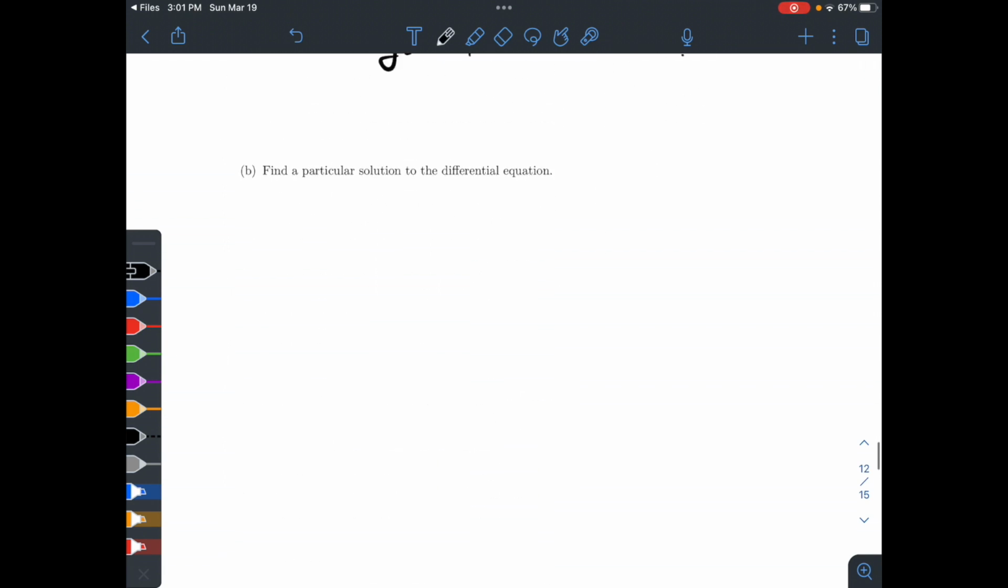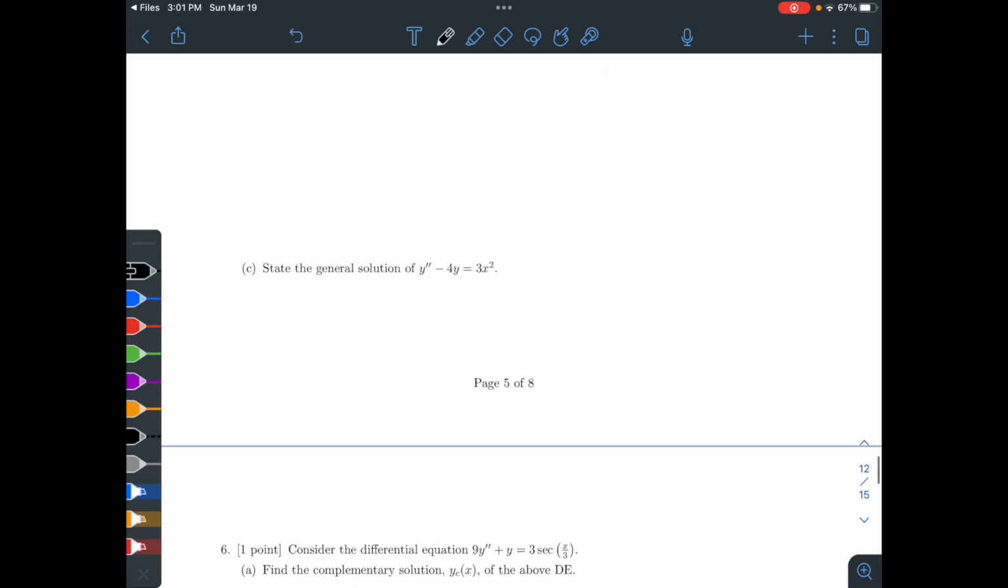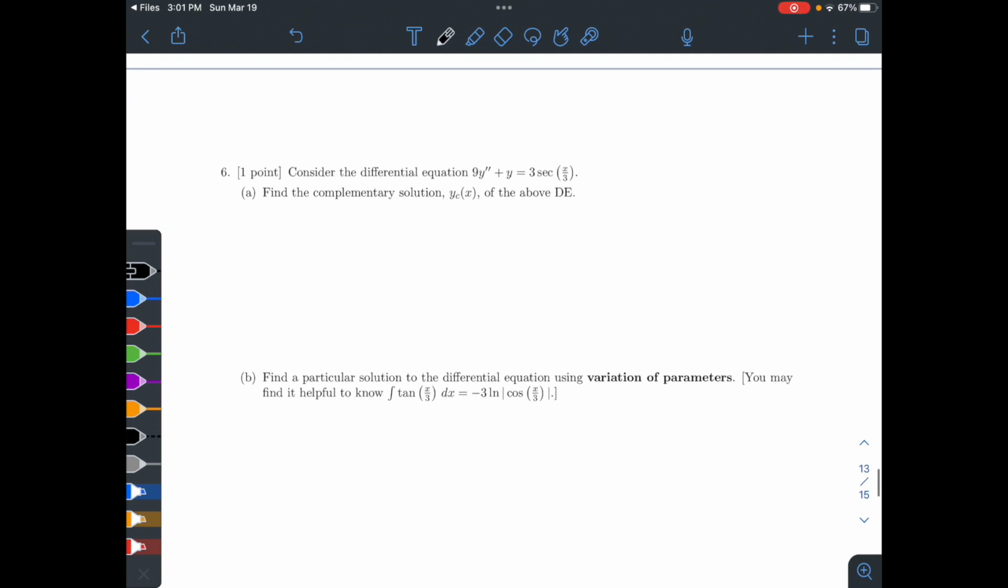Okay, let's see. Finding a solution to this differential equation. The easiest way to do this one is probably going to be the guess and check method. Probably you could do variation of parameters, but why would you, when the guess and check method is going to be a lot quicker, most likely. Anyway, here we go. All right, so here's a variation of parameters one.